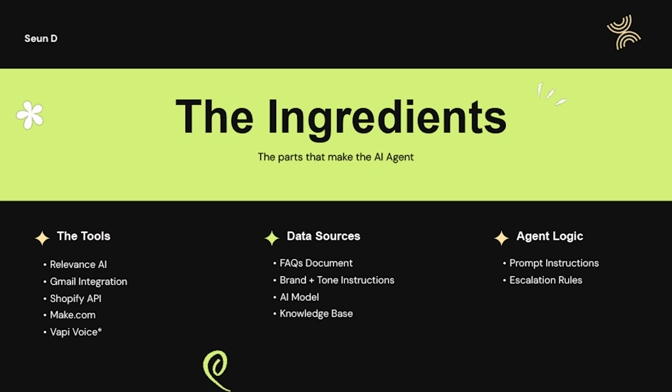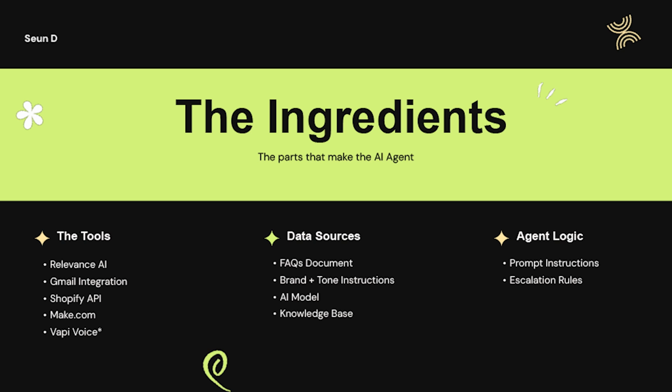Next, we have our data sources. So one was the FAQs document, which was a simple Google Doc created by the client, just to answer all of the frequently asked questions that they get. Brand and tone instructions as well, just so it knows how to speak to the customer. You got to select an AI model. I would normally, in a customer support environment, lean towards Claude over ChatGPT. It just sounds a little bit more human. Maybe that's just my opinion, but from my experience, that seems to be the case.